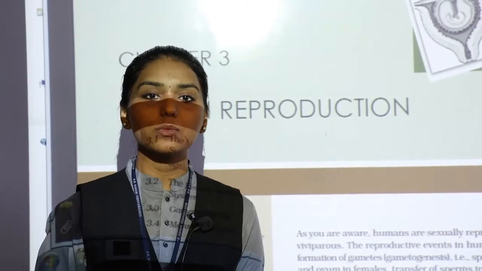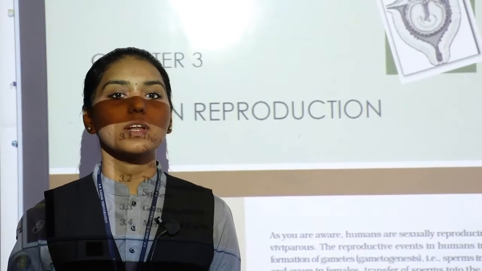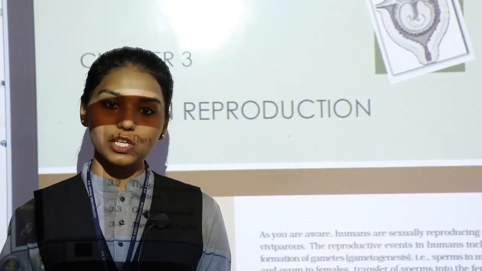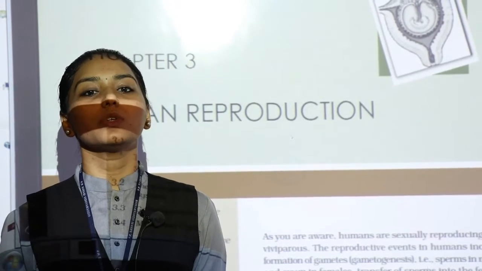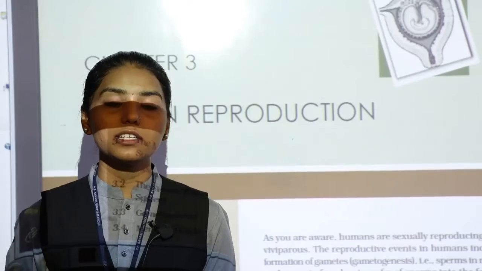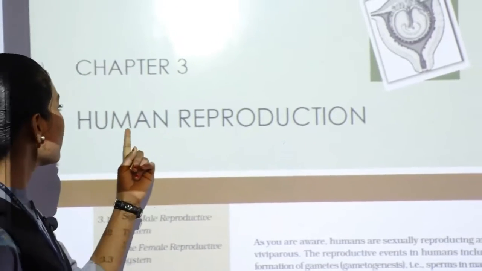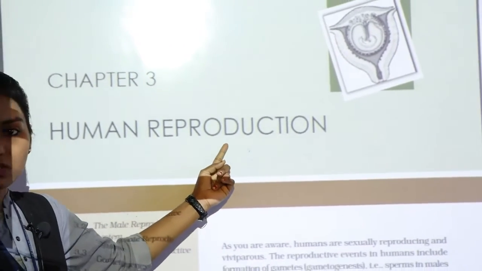We have already completed chapter number 2, sexual reproduction in flowering plants, in the previous videos. Today we are going to start with the third chapter, that is human reproduction. Here you can see human reproduction.